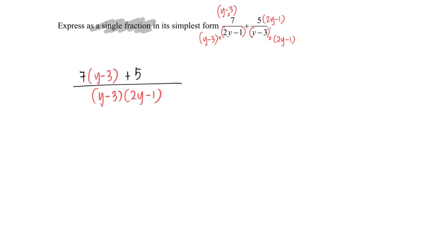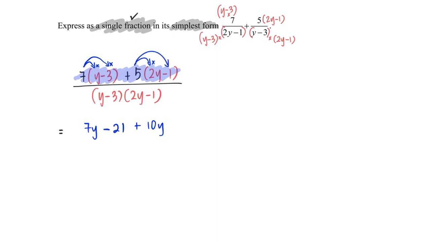Plus 5, 2y minus 1. Okay, so that is the first step done. Next, we do need to continue to simplify so that it will be in simplest form, meaning I am now going to expand and simplify the numerator by expanding them. So you will get 7y minus 21 plus 10y negative 5. The whole thing is still over my y minus 3, 2y minus 1.